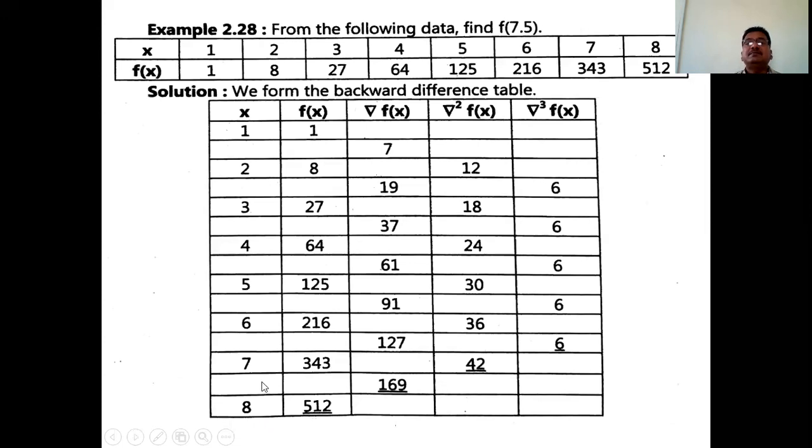So this is also the same problem on the backward interpolation formula. We have to find the value at 7.5, and the values of x are equidistant. The difference is 1, so h is 1, and a plus nh is 8. This is a plus nh. This is f of a plus nh. This is del square f of a plus nh, and all.